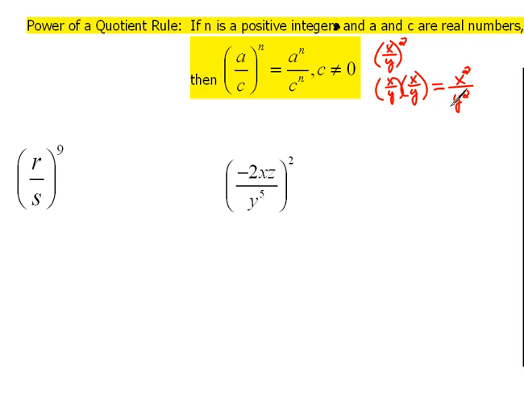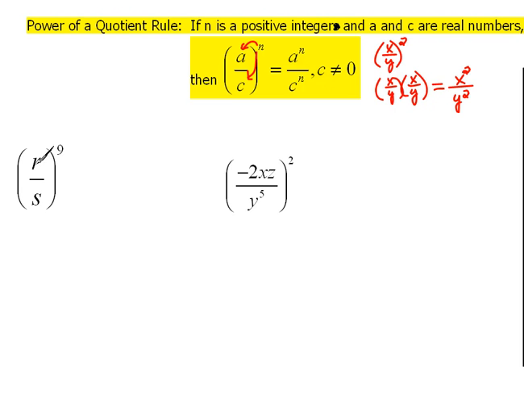This is what's really happening. Now, we can also look at this and say this is a quotient, so we could make sure that both the numerator and the denominator get the power, which is another valid way of looking at it. So let's look at a couple of examples here.